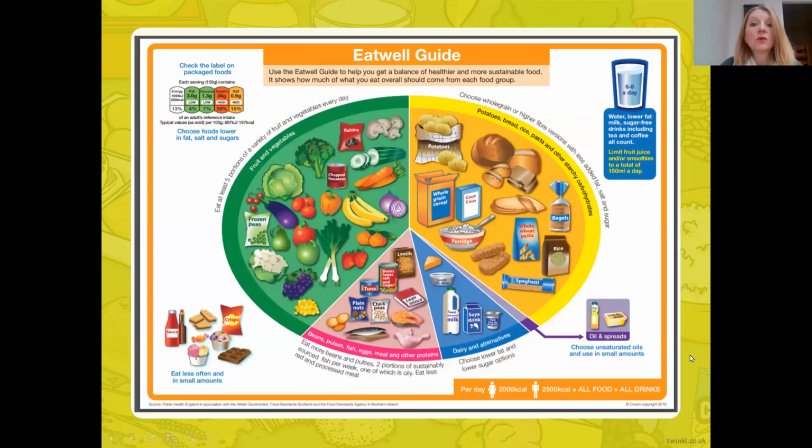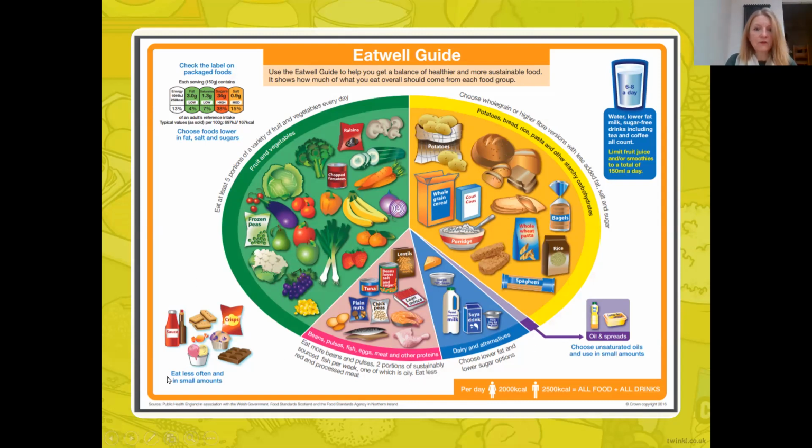Here's a diagram which is called the Eat Well Guide. And this helps you to get a balance of healthier and more sustainable food. It shows you how much of what to eat overall should come from each food group. So again, this is showing you that carbohydrates and fruits and vegetables are what you should be eating more of. Look at the oils and fats on this diagram here. It's a very small bit. So we shouldn't be eating too much butter, oil, fat, margarine.